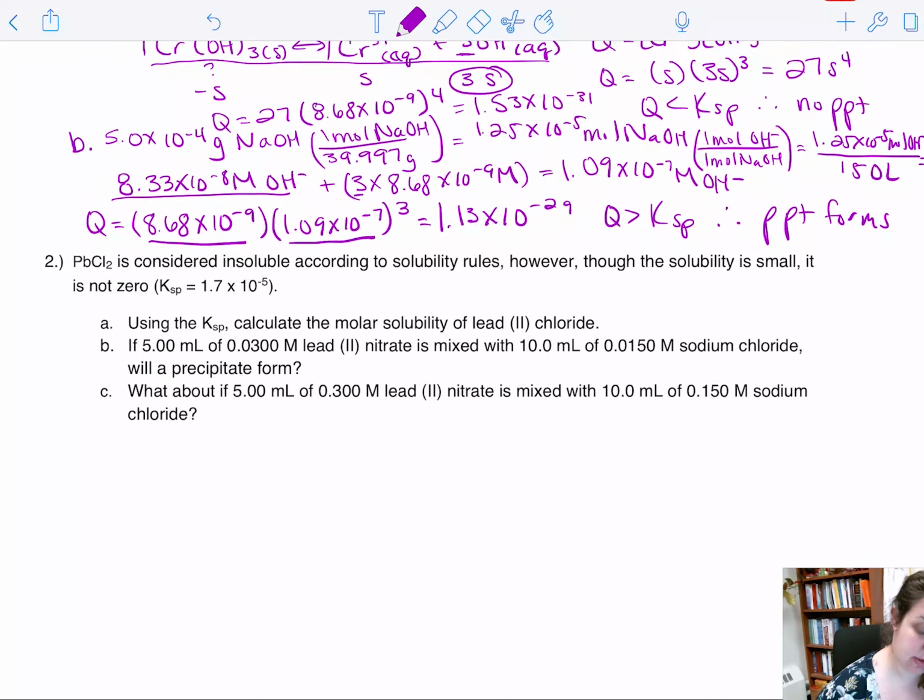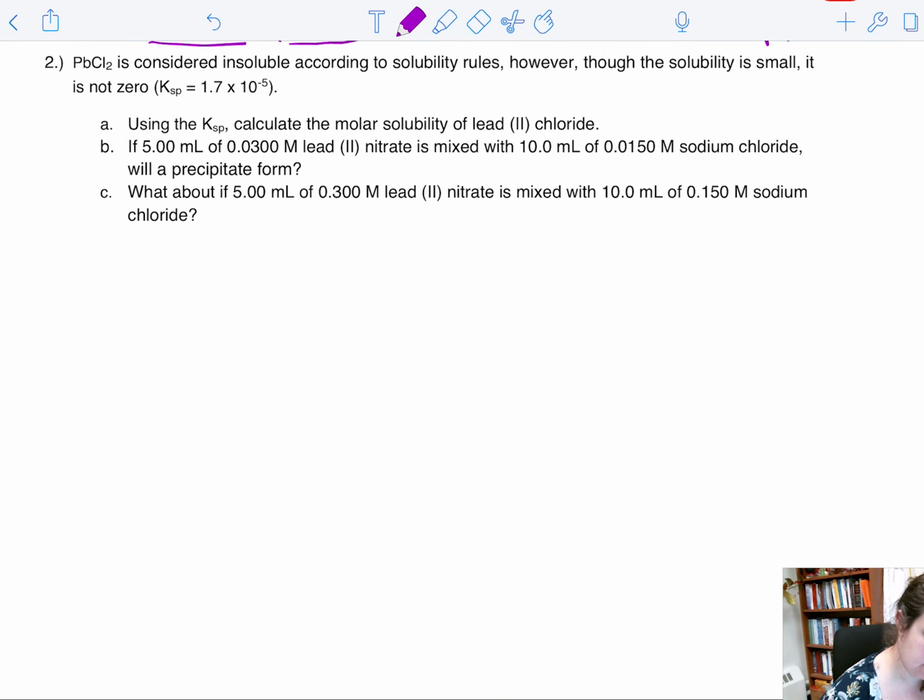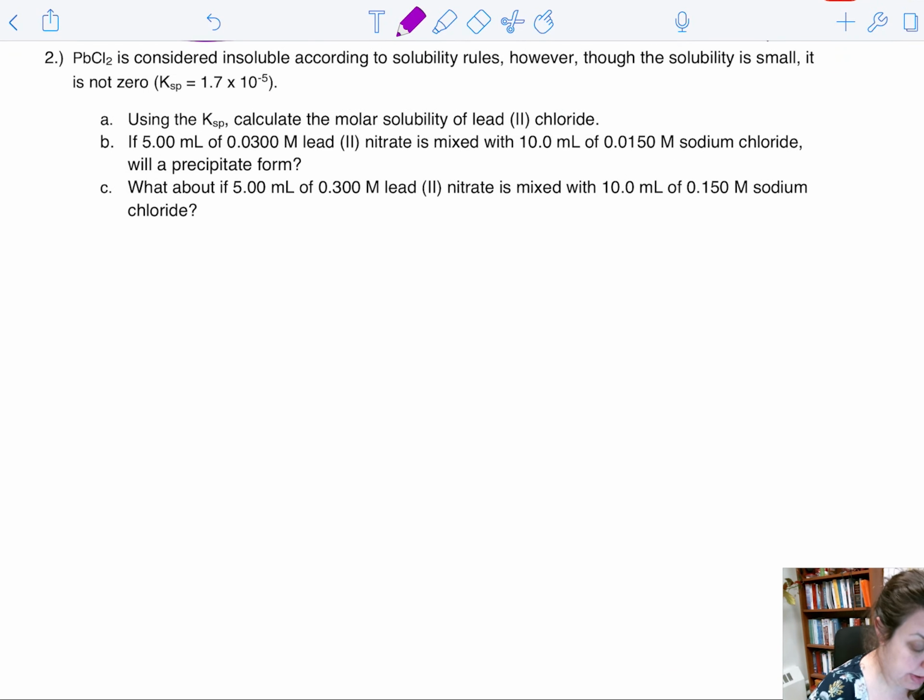Okay, let's try the next one. Now we're going to look at lead chloride, which has a Ksp of 1.7 times 10 to the negative 3. First thing we want to do is use our Ksp to calculate our molar solubility. Anytime we're looking at molar solubility, we're solving for S. So we have lead chloride.